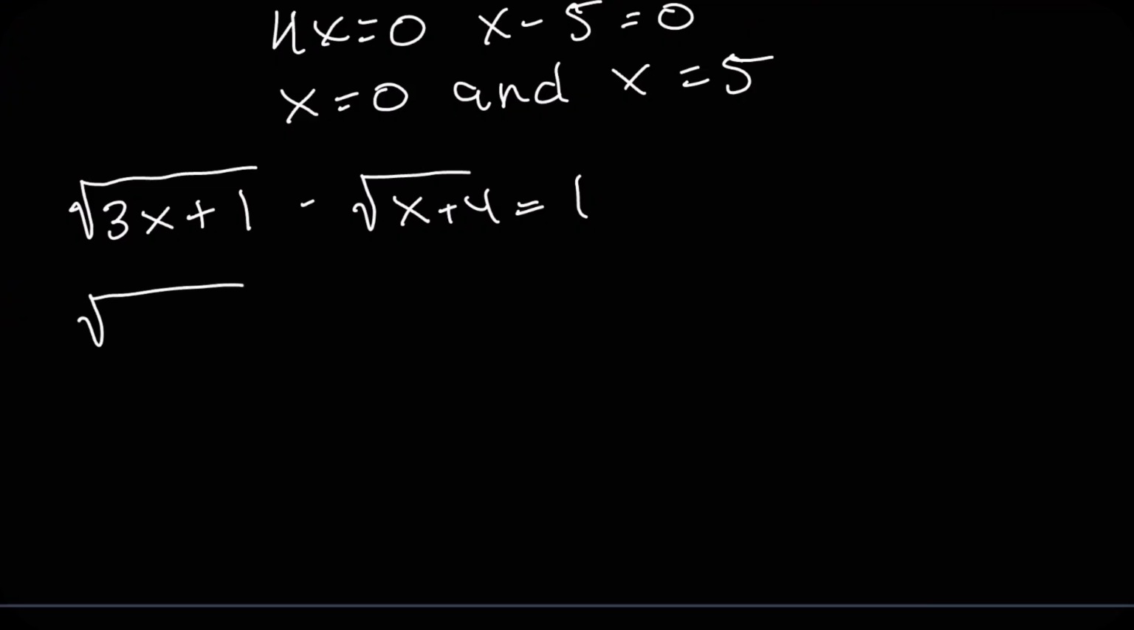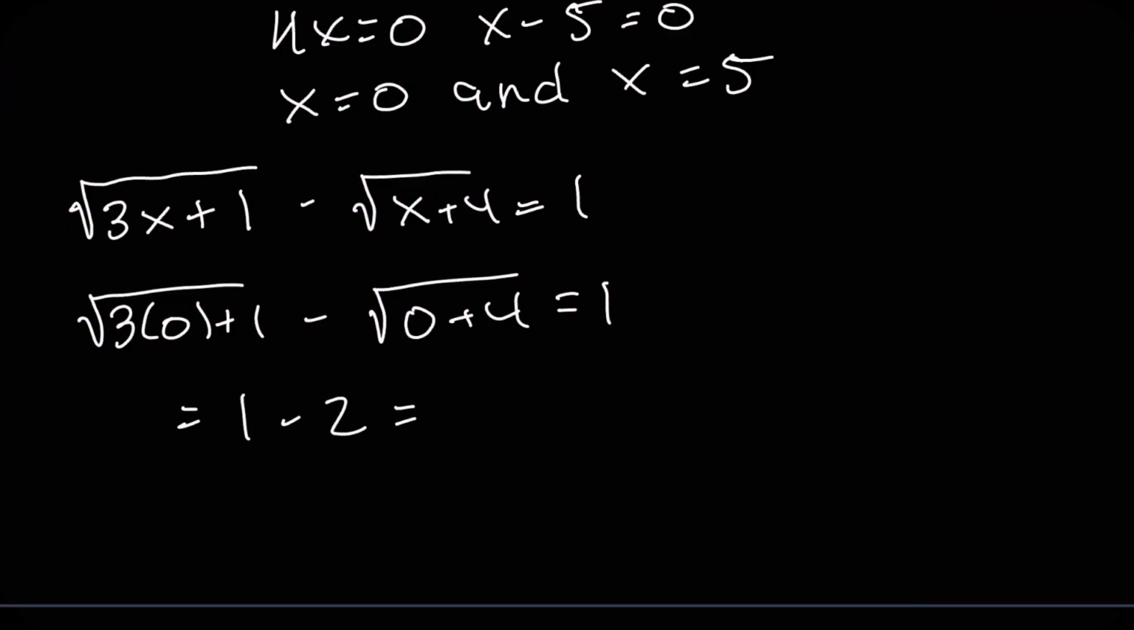Let's try 0 first. This will give us 1 minus 2 is equal to 1, or negative 1 is equal to 1. And that doesn't make sense, so we can go ahead and exclude x is equal to 0 as one of the solutions, and we can try the 5.